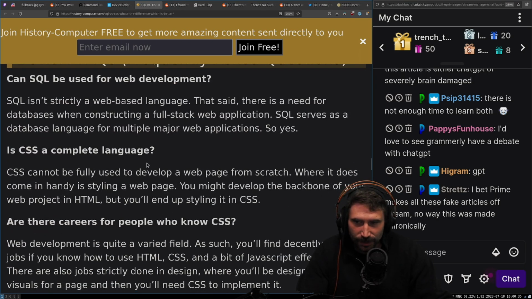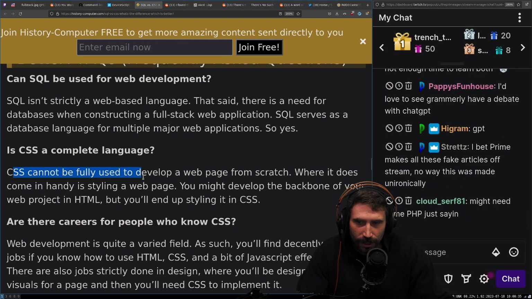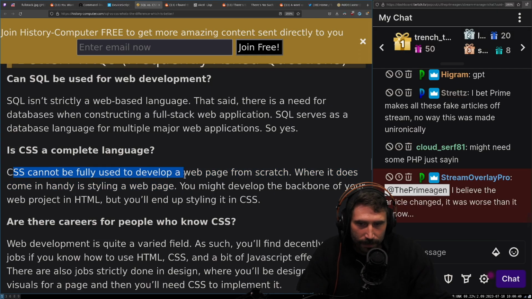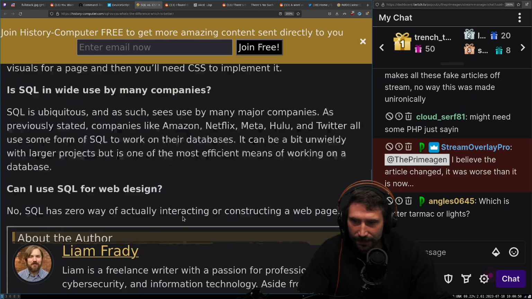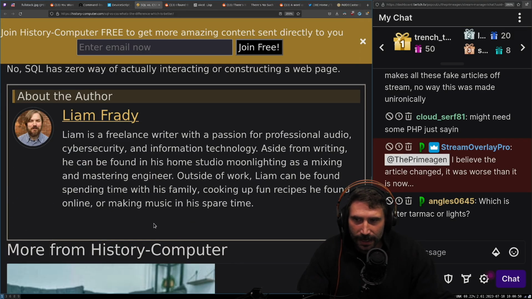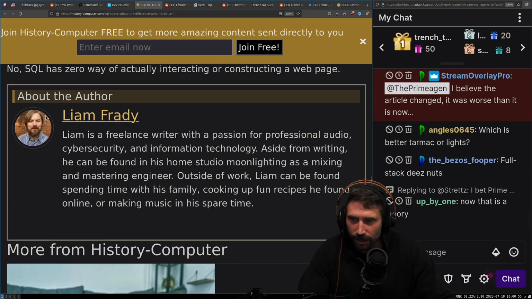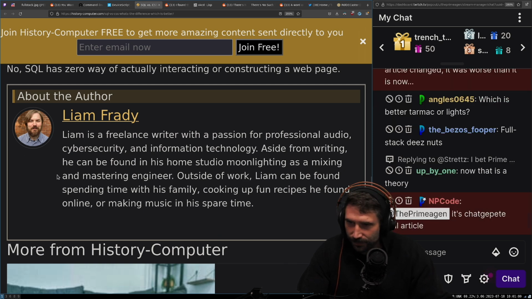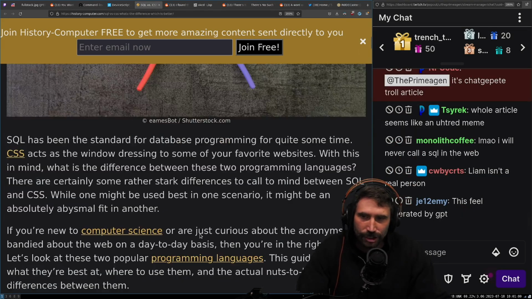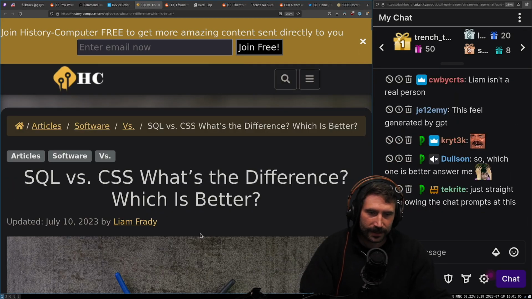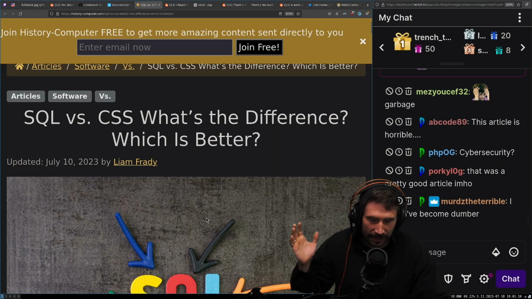Okay, is SQL a complete language? It cannot be used to develop a web page from scratch. Where it does come in handy is styling a web page. You might develop the backbone of your web project in HTML, but then you'll end up using CSS to style it. Okay, this article... Liam, I hate to tell you this, but I really hope that this image is a ChatGPT design, because this is like a troll article. This is ChatGPT rage bait. This article literally makes no sense.